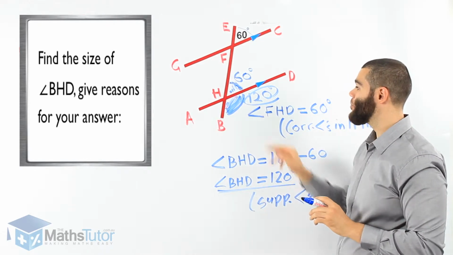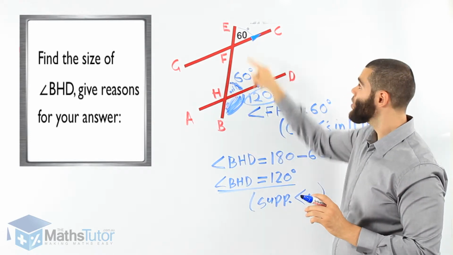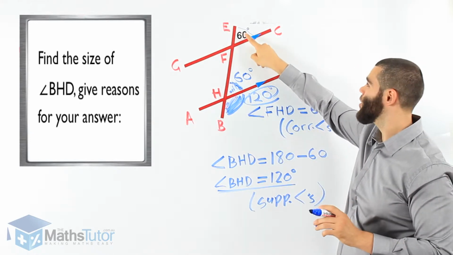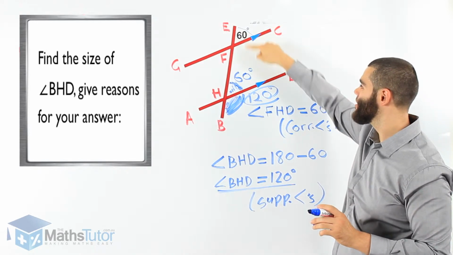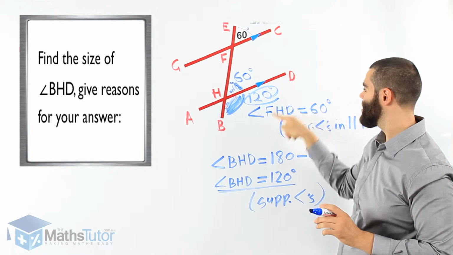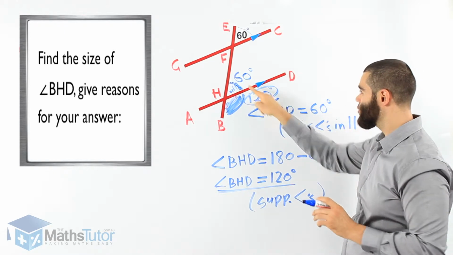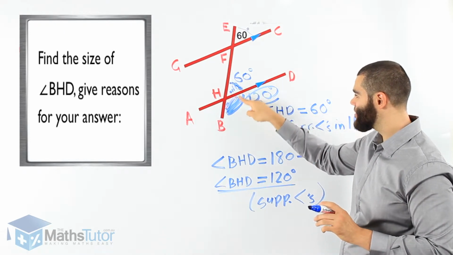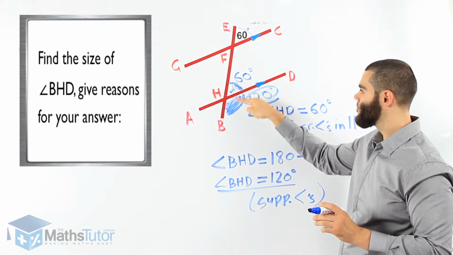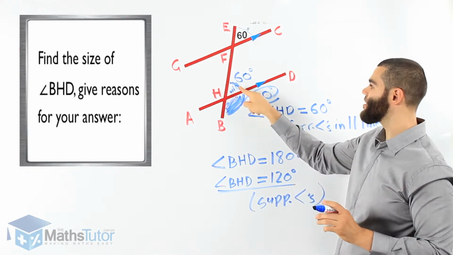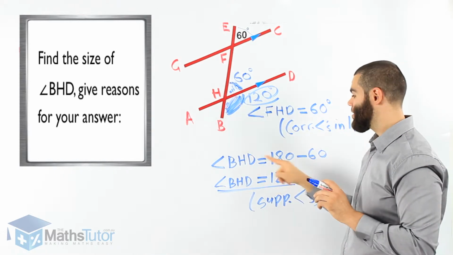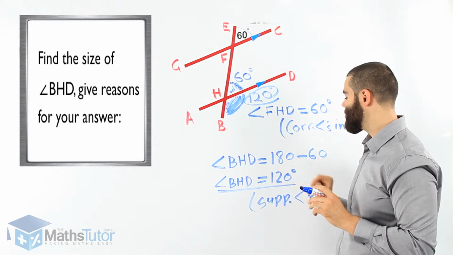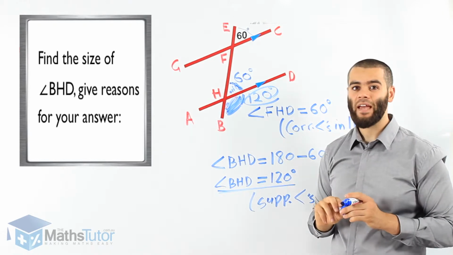We found angle BHD. We started at 60. We noticed from here to here corresponding angles in parallel lines. That means angle FHD is 60 degrees, corresponding angles. Then we realized we can go from here straight to there. These are supplementary angles. If this is 60, that must be 120 because they add up to 180 degrees. Angle BHD is 120 degrees, supplementary angles.